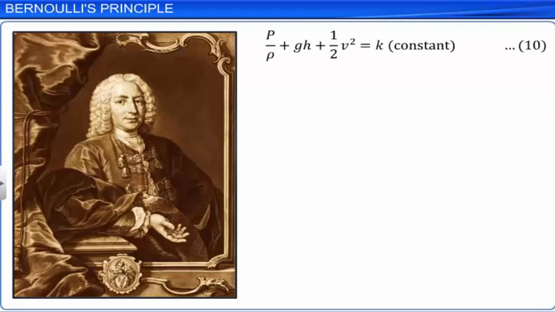We can also represent this equation as P plus ρgH plus half ρV square is a constant. Thus, in a streamlined flow of an ideal liquid, the sum of the pressure energy per unit volume, potential energy per unit volume and kinetic energy per unit volume is always a constant at all cross sections of the liquid.